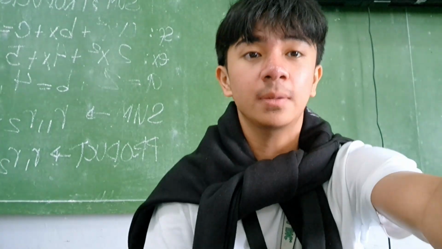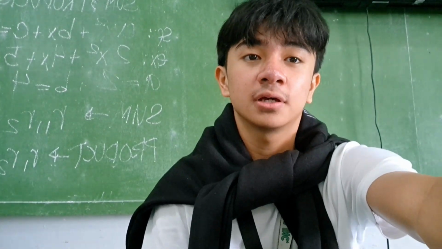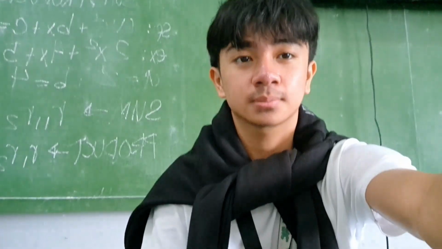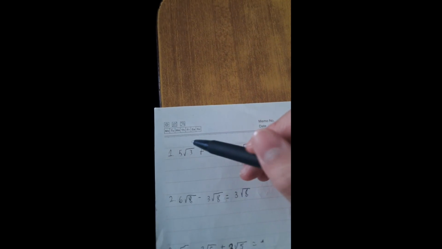Guys, we will be talking about addition and subtracting of radical expressions. As you see here, example number 1, 5 cube root of 3 plus 4 cube root of 3. We would add only the coefficients of the radicands of each, which are 5 and 4, which becomes 9. And we will copy the radicand, which is 3.